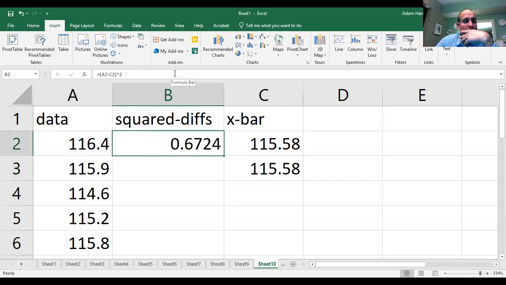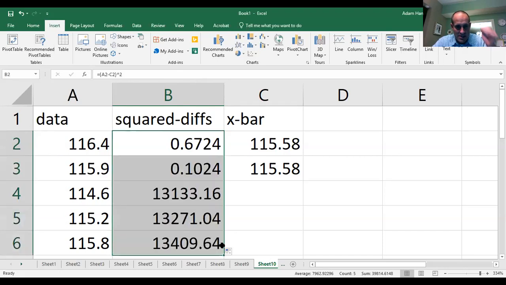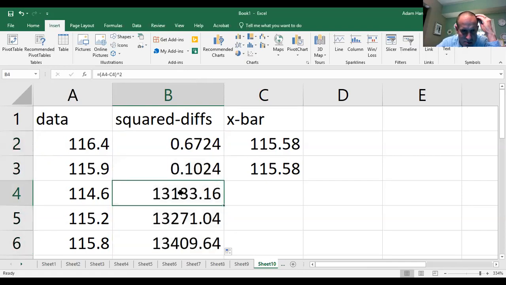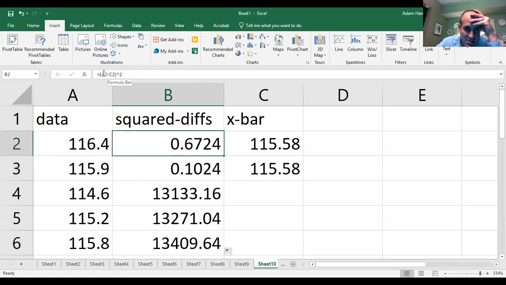Now here's the thing though. In Excel, you can drag formulas down. If I grab the lower right corner of this and drag it down, it gives me this, but I start saying to myself, what on earth is going on? These numbers got massive. Well, that's because when you grab and drag down, it advances down the column automatically. And you didn't want it to do that. You wanted it to keep just 115.58 where it was.